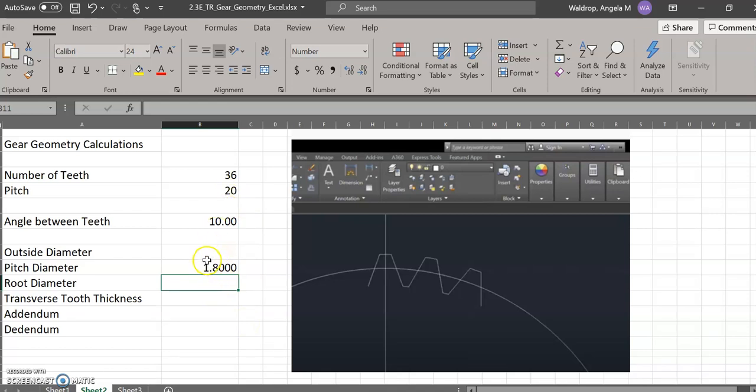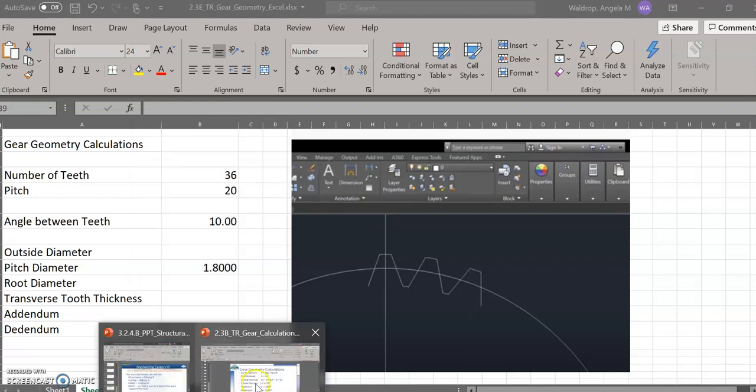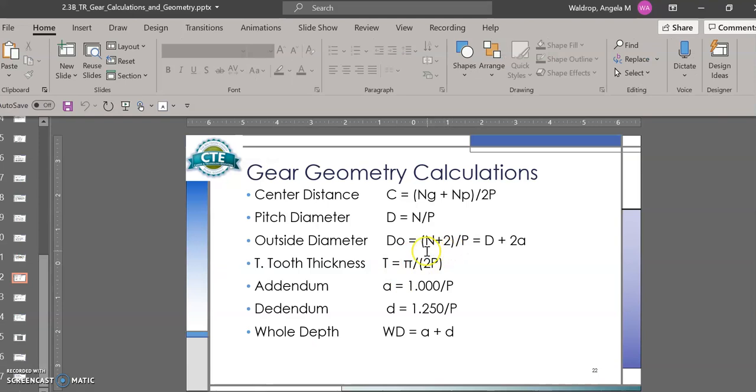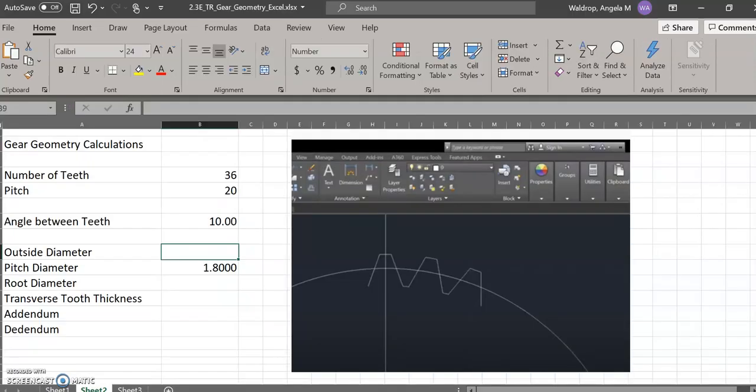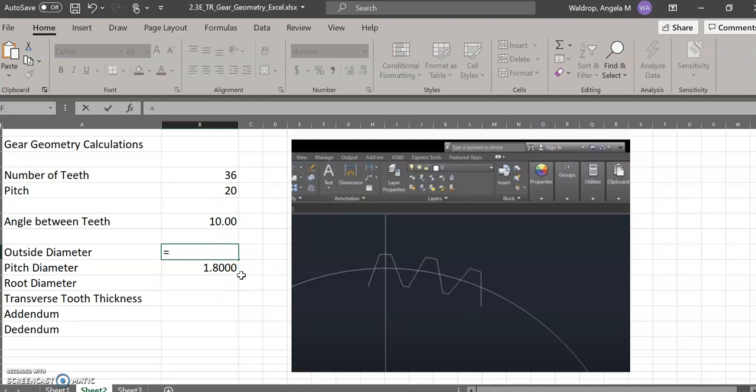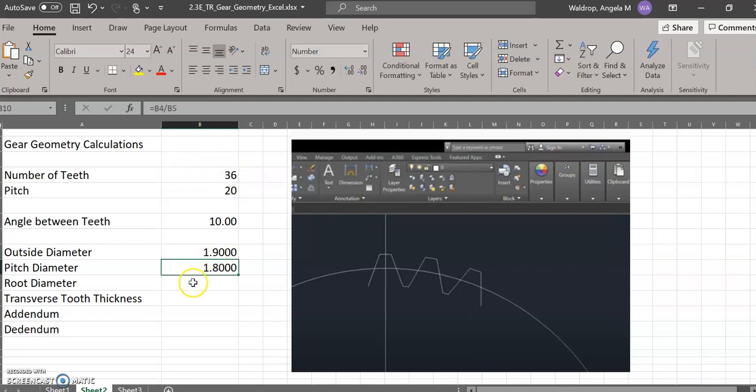Okay, the next one I'm going to do is my outside diameter. If I go back to my equations for that, you can see my outside diameter is basically N plus 2 in the numerator divided by P, or I can use this equation as well. I'm going to use the first one. So I'm going to go equals N plus 2 divided by pitch. And there we go. Okay.